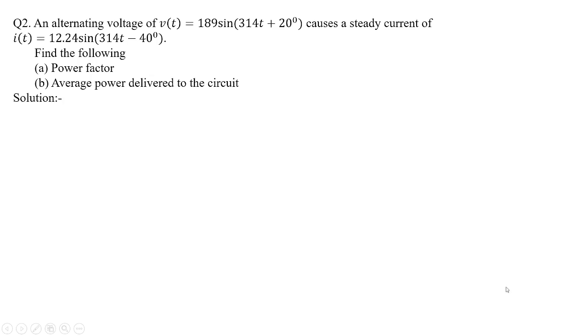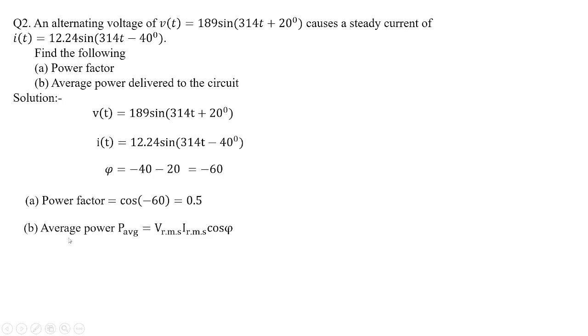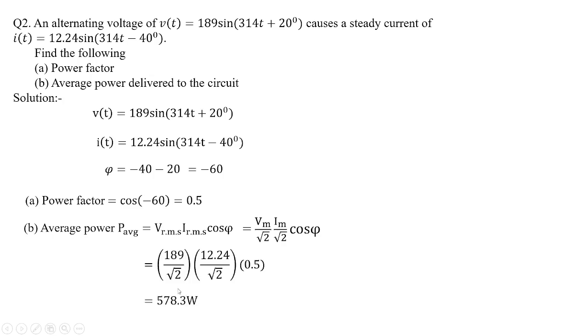In the second problem, you can see we need to find out the value of power factor and the average power delivered to the circuit. So I have taken the data and I have estimated the phase angle between the voltage and current, which is nothing but the difference of the current angle with the voltage angle, that is minus 60 degrees, and power factor will give me the value as 0.5, and I'll calculate the value of average power, which will be equivalent to 578.3 watts.